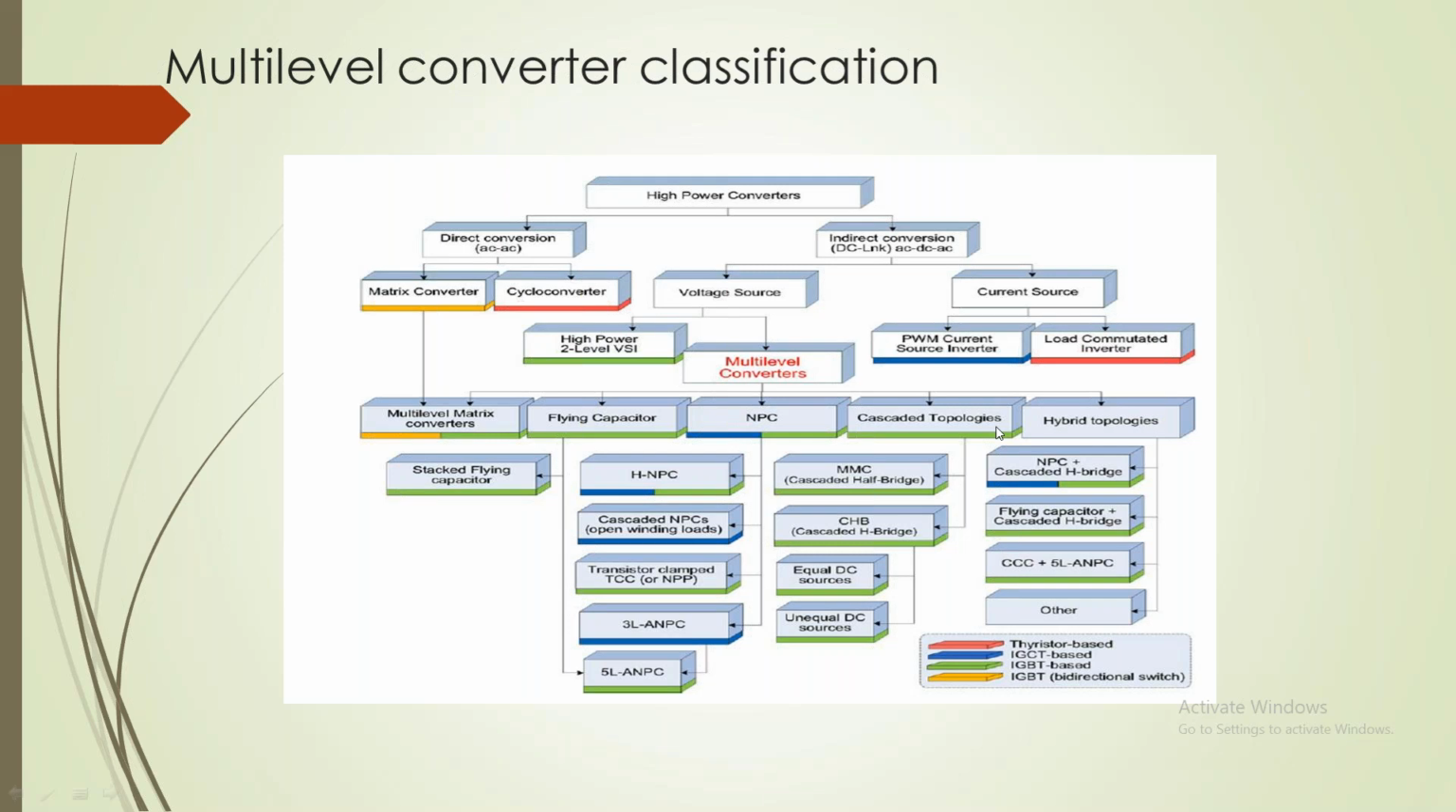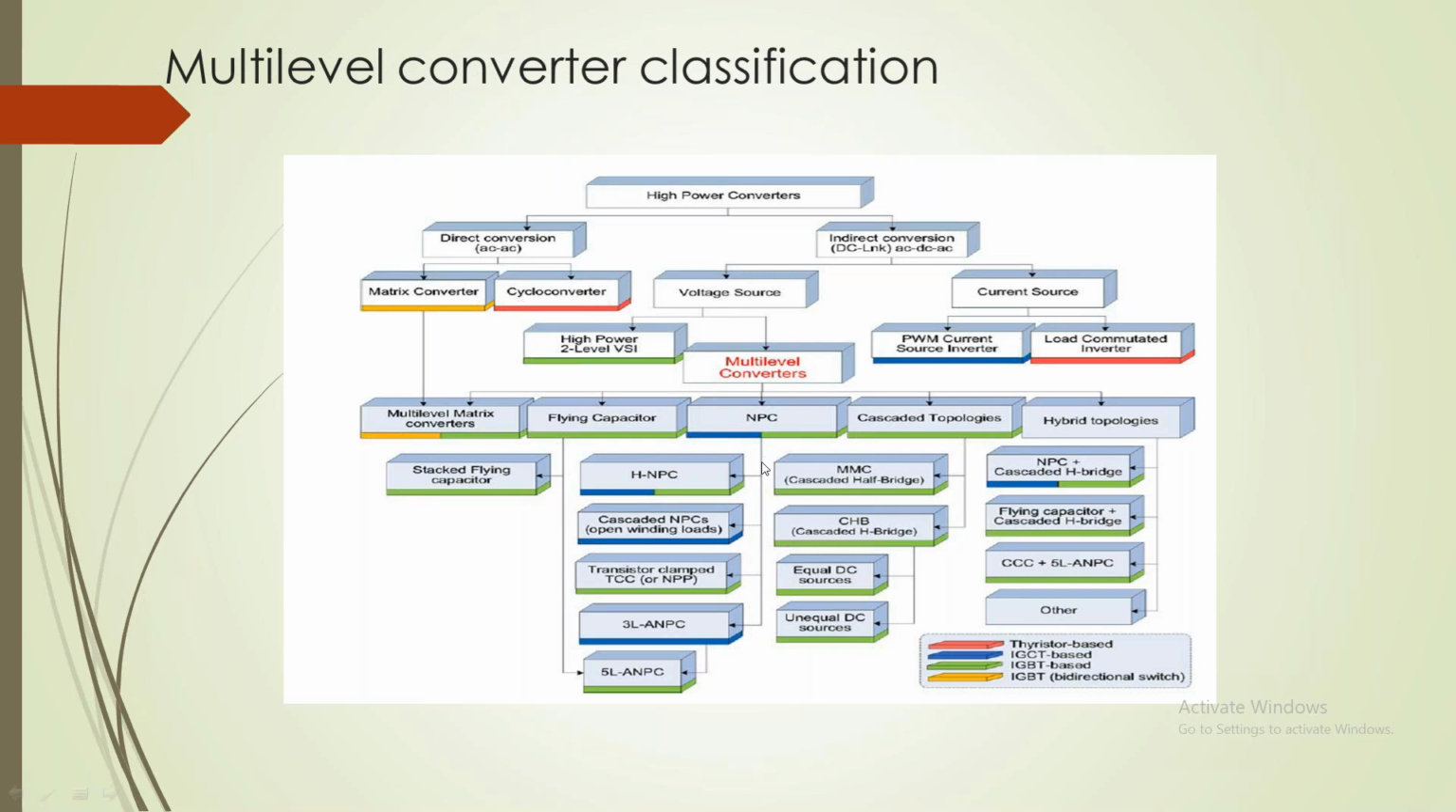So why don't we go for hybrid? Hybrid topologies have been proposed. You can see here NPC plus cascaded H-bridge. If someone is interested, you can explore this, and also flying capacitor plus cascaded H-bridge. These are a few of the hybrid topologies that have become popular.